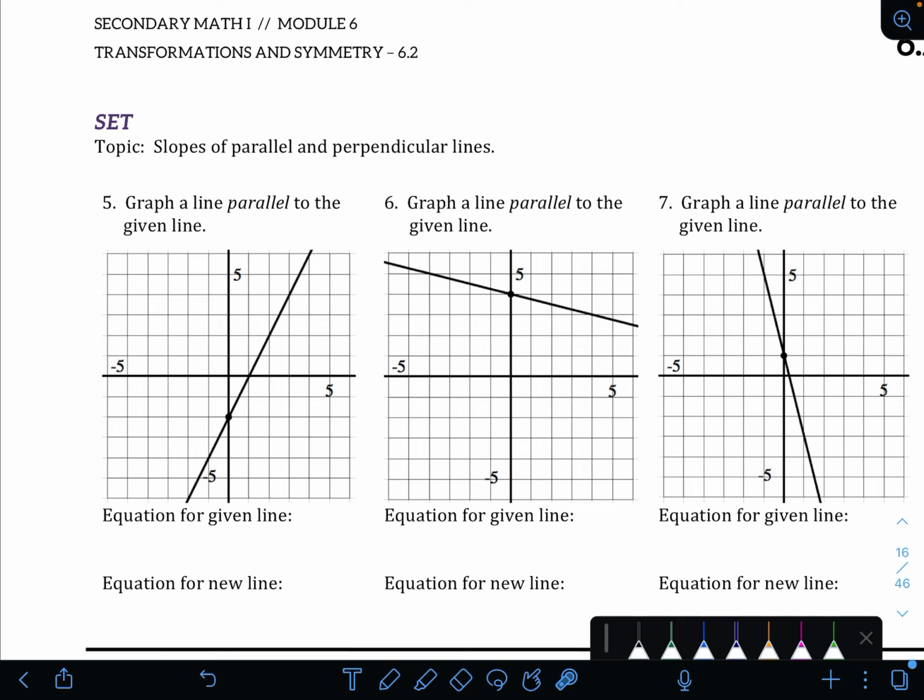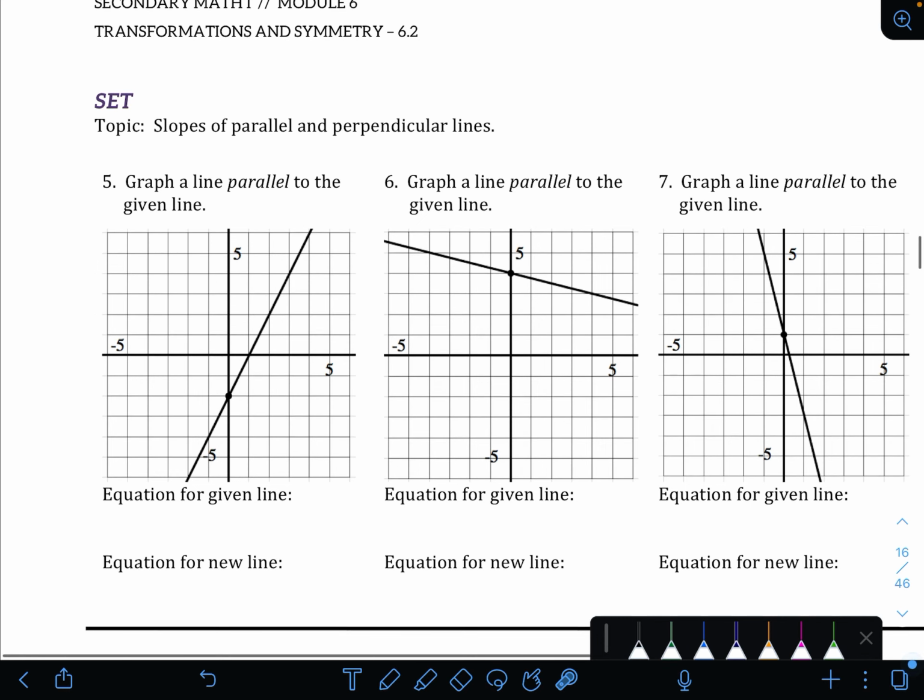And if you remember our task yesterday, it was to graph, or not to graph, but to rotate triangles so that you get perpendicular lines, and to see how you can get a perpendicular line all the time. So this deals with that, but it also deals with parallel lines. So we've got this nice line here, and we want to graph a line parallel to that given line. And then we're going to write the equations of the given line and the new line.